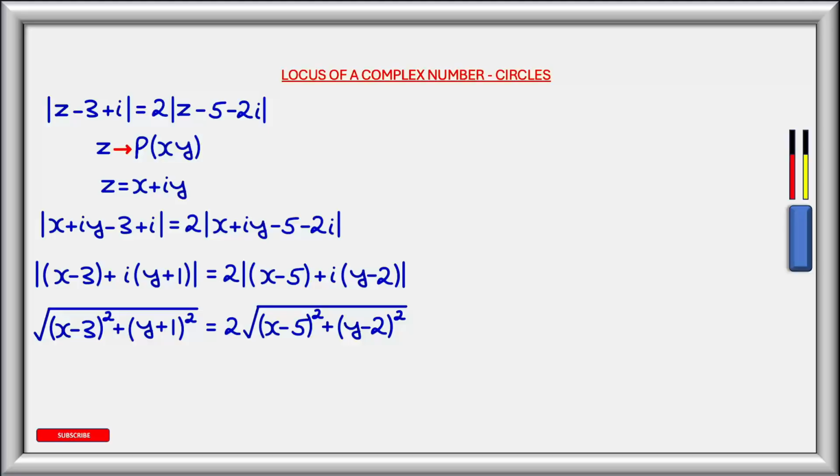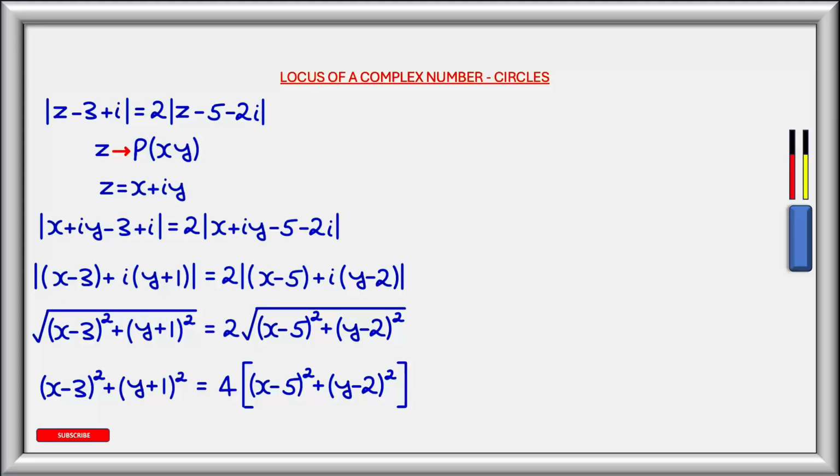And we know that the modulus of a complex number is the square root of the sum of the squares of the real and imaginary parts. We have the square root of (x minus 3) all squared, where x minus 3 here is the real part, plus (y plus 1) all squared, where y plus 1 here is the imaginary part, is equal to 2 multiplied by the square root of (x minus 5) all squared, where x minus 5 is the real part, plus (y minus 2) all squared, where y minus 2 is the imaginary part.